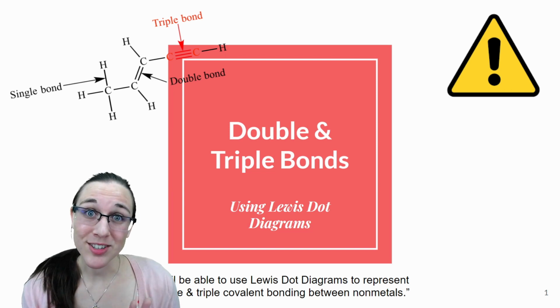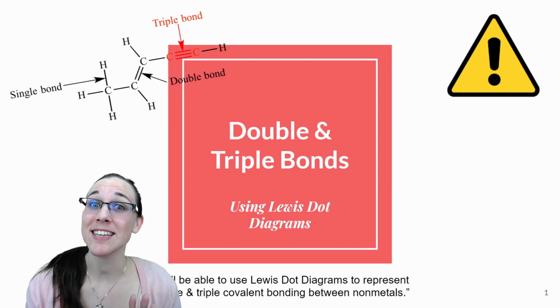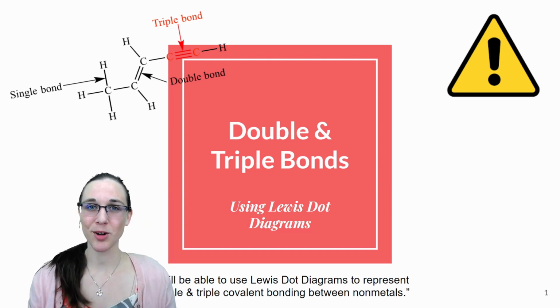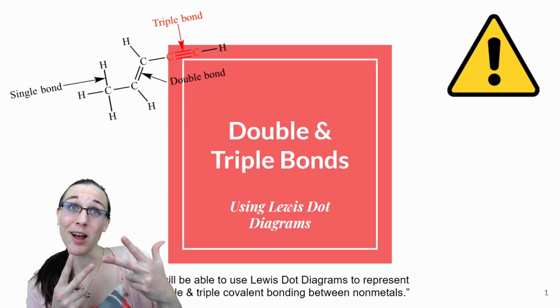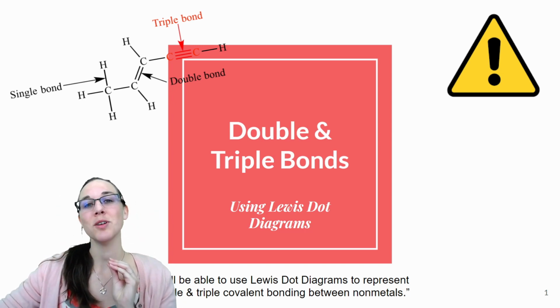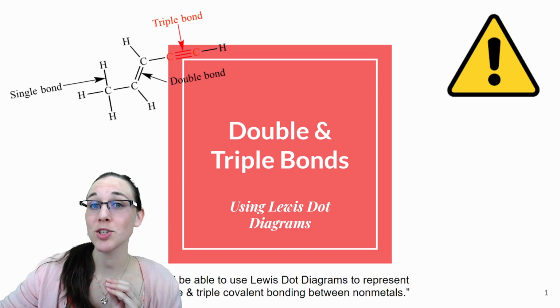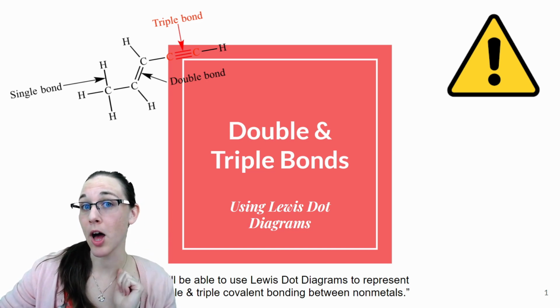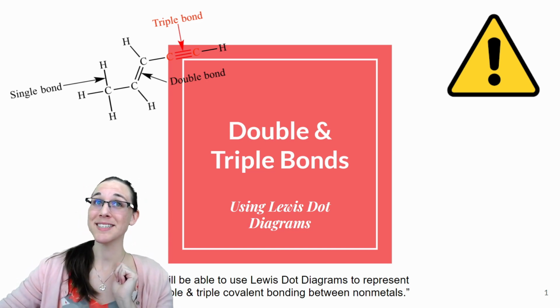You feel like you understand the single bond shenanigans, it's time to level up. Time to go to double and triple bonds. By the end of this lesson, you should be able to use Lewis dot diagrams to show double and triple bonds between nonmetal atoms.